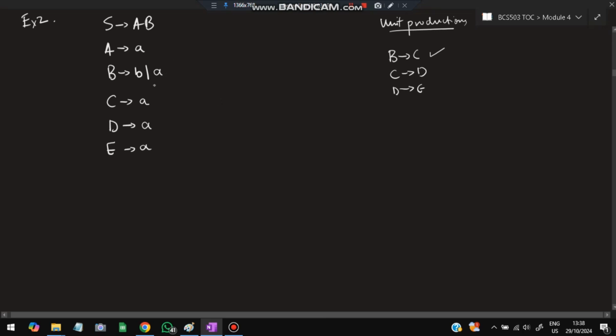Now, after this is removed, you have to check for the next rule. The next rule says you have to remove the useless productions. What do you mean by useless? See, S goes to AB, A goes to A, B goes to either B or A. I am nowhere reaching C, D or E from the starting state. Am I able to reach here? No, I'm not able to reach. So these types of things are called useless productions, which we have to remove.